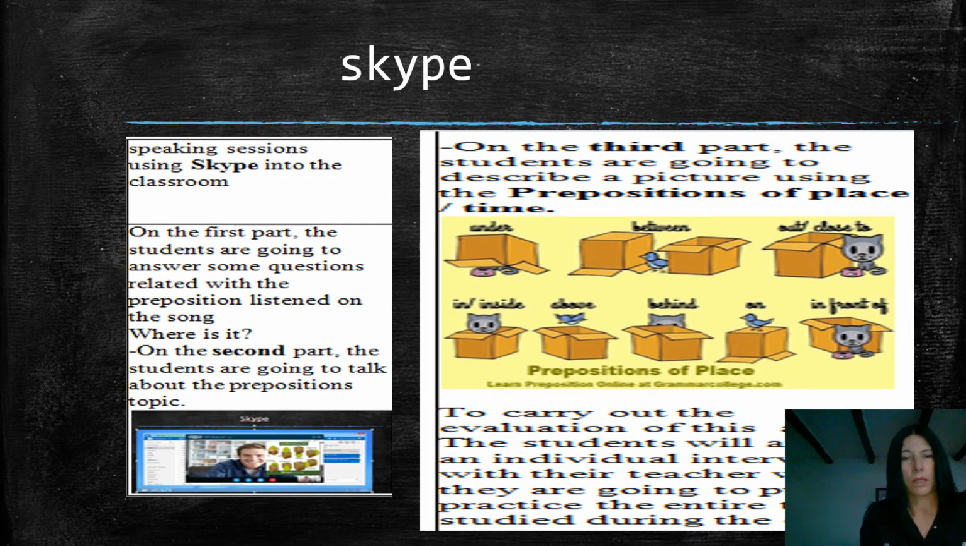In the second part, the students are going to talk about the prepositions topic. In the third part, the students are going to describe a picture using the prepositions of place and time, looking at or showing these pictures. For example, where is the cat? The students answer, describing the picture.